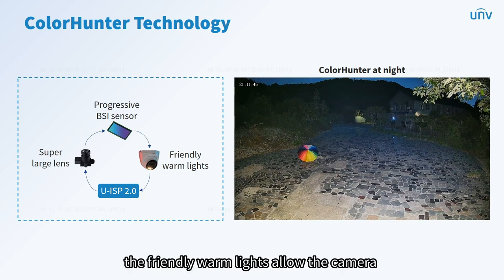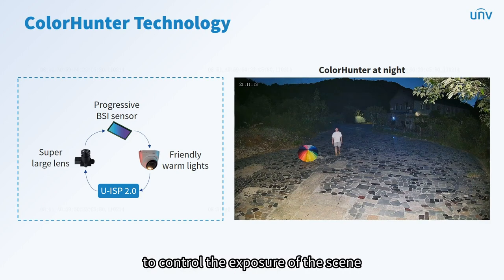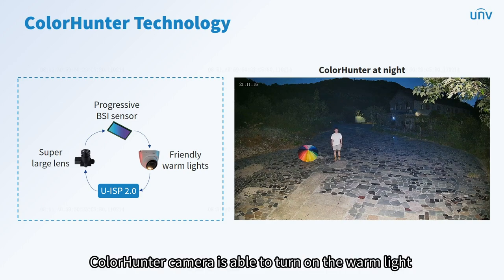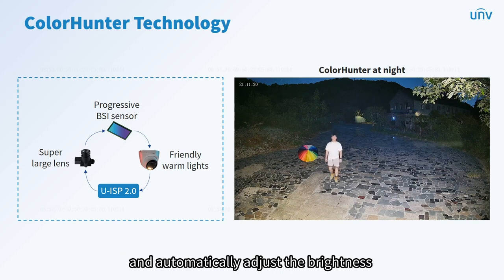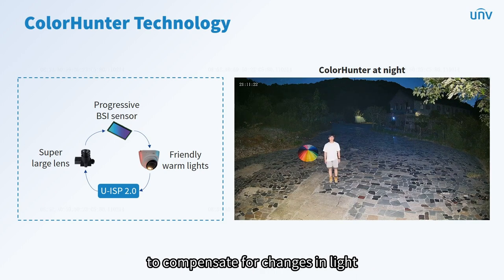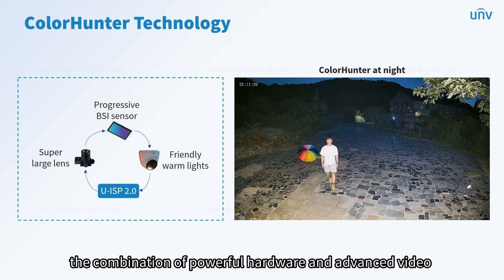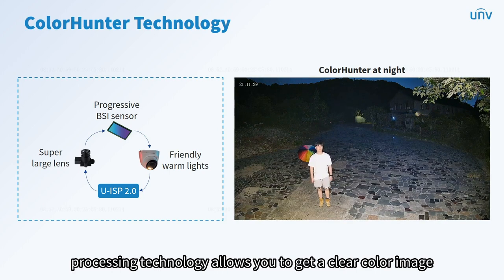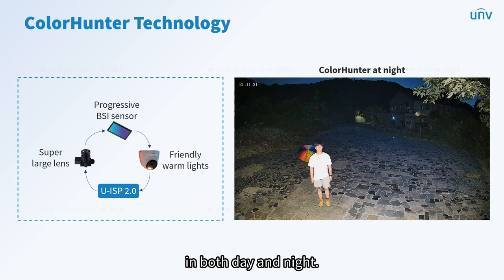The friendly warm lights allow the camera to control the exposure of the scene. As the scene gets darker, the ColorHunter camera is able to turn on the warm light and automatically adjust the brightness to compensate for changes in light. The combination of powerful hardware and advanced video processing technology allows you to get a clear color image in both day and night.